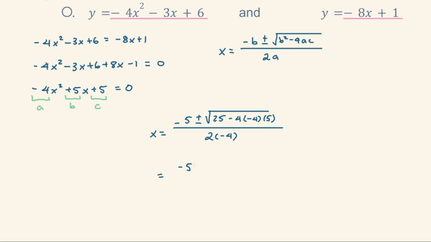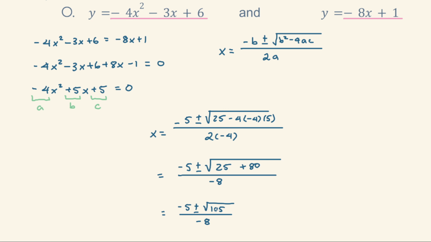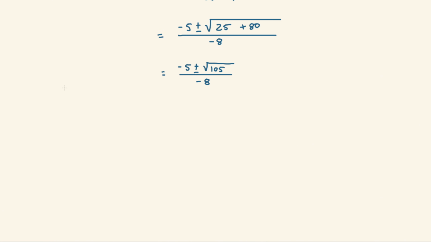So x then is equal to minus 5 plus or minus the square root of 25. Here we've got minus 4 times minus 4, that's positive 16, times 5, that's plus 80, divided by minus 8. Okay? And that's going to be equal to minus 5 plus or minus the square root of 105 divided by minus 8. All right? So my first x, x1, is going to be equal to, if I punch this into my calculator real quick, minus 0.656. And my second solution here is going to be equal to 1.906.